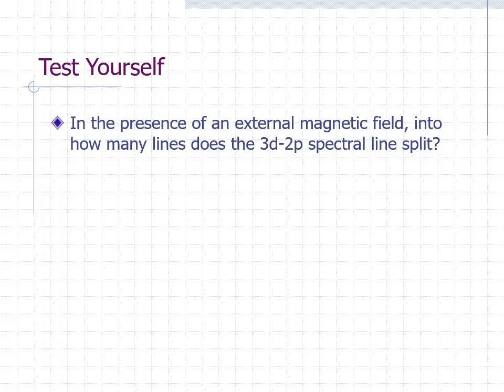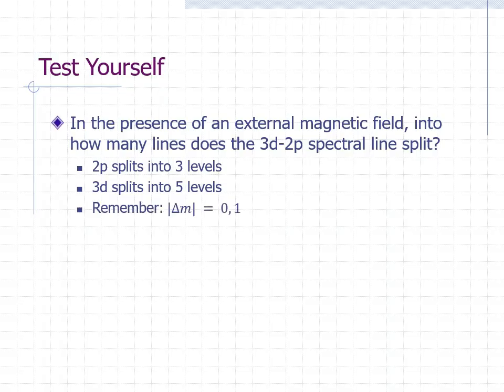First of all, remember that quantum number L is equal to 1 for a p orbital, so the 2p energy levels split into three levels. For a d orbital, L equals 2, so the 3d energy levels split into 5 levels. You need to consider the selection rule that quantum number m cannot change by more than 1. The correct answer is 3.